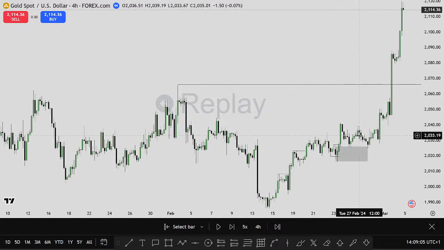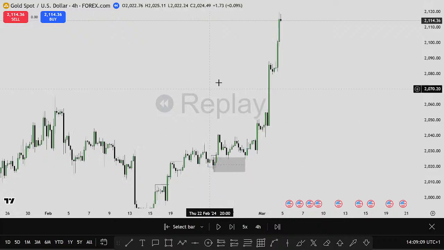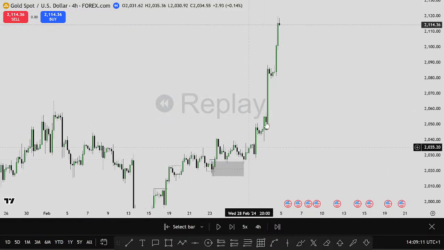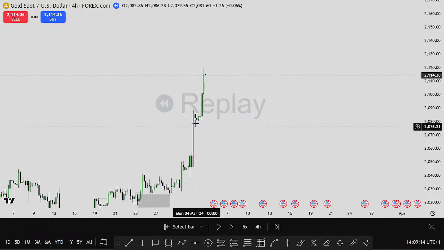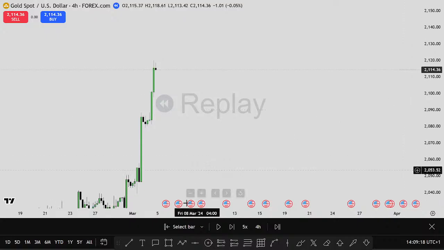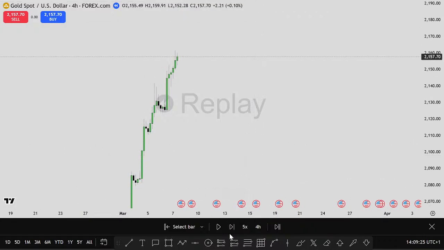Let's see continuation. Let's see what it does again. So respected that one. It failed twice, but respected this here. So let's see further. But this one now has left fair value gaps, a lot of them. So I think it might be filling fair value gaps before moving. Keeps on breaking structure to the upside.